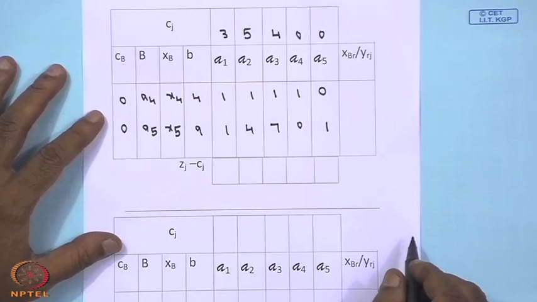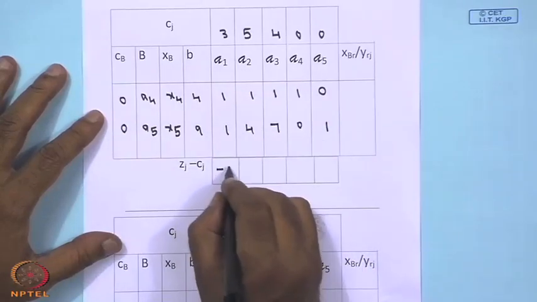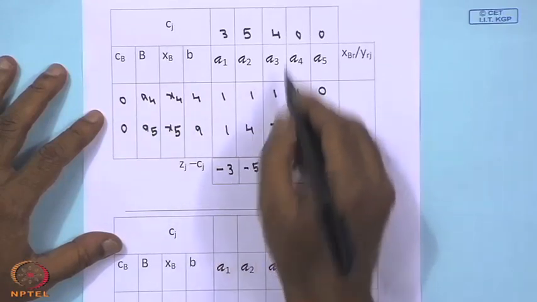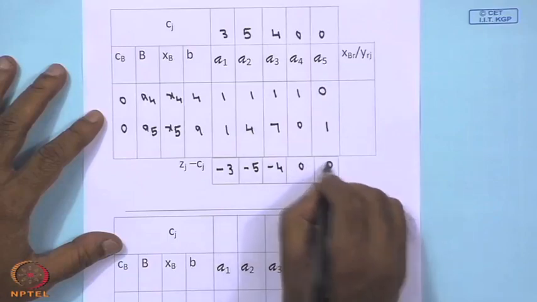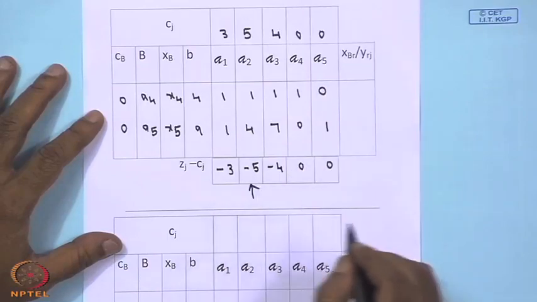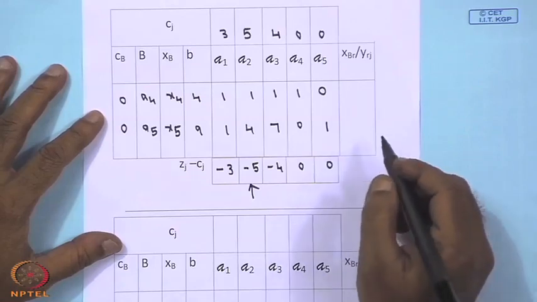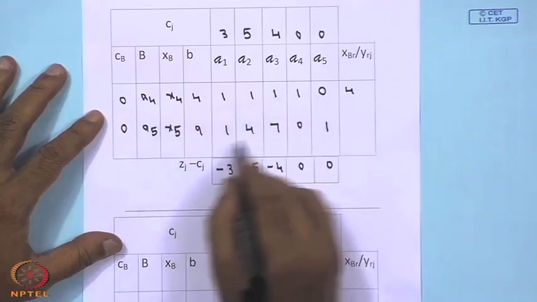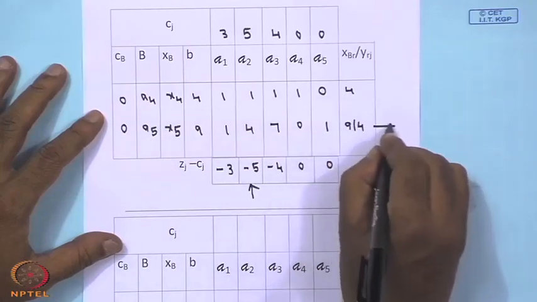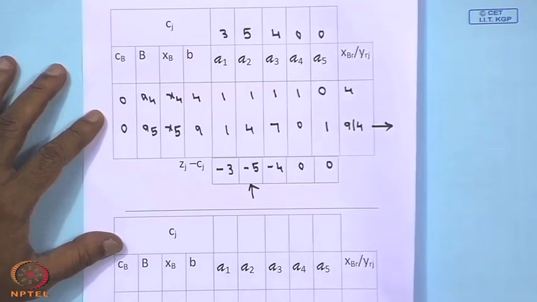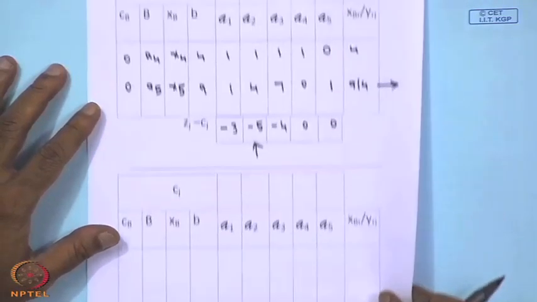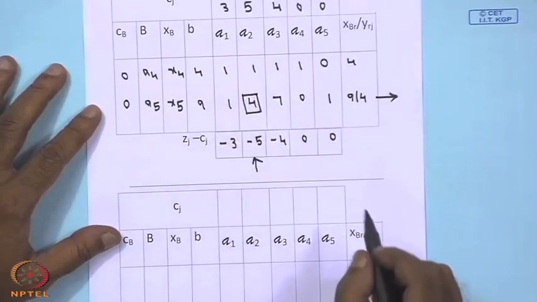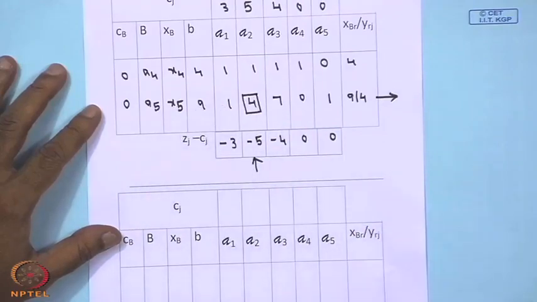So, let us calculate the Zj minus Cj as usual, minus this is minus 3, next one 0 into 0 minus 5, next one will be minus 4, 0 is there, this is 0, this is 0. So, your entering vector is x 2, and for outgoing this is 4 by 1, 4, this is 9 by 4. So, your outgoing vector will be x 5. So, in the next table, you see here your 4 is the pivot element. So, A 2 will enter and x 5 will go out.